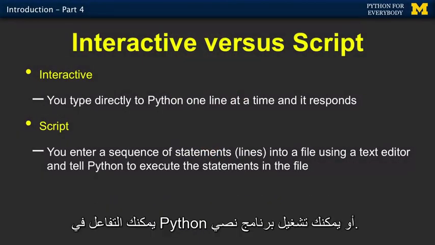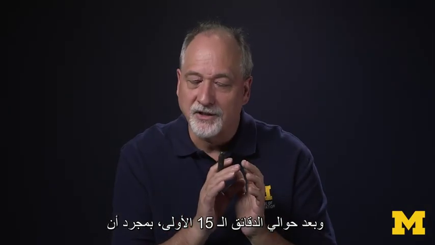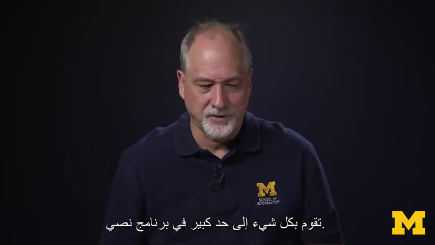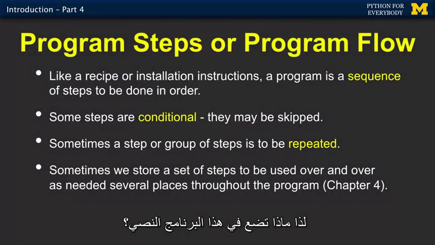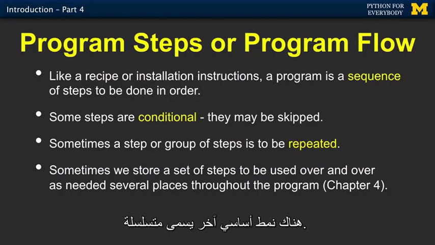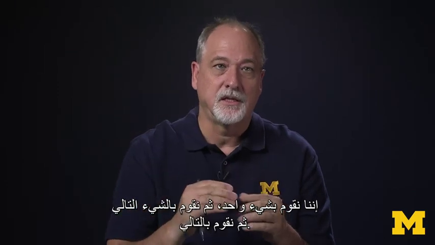So like I said, you can do interactive in Python or you can run a script. And a script is much more common once, after about the first 15 minutes, you pretty much do everything with a script. So what do you put in that script? Well, it's a series of steps. Now, there are a couple of basic patterns that we use, and we compose them. The most basic pattern is what's called sequential. We do one thing, then we do the next thing, then we do the next thing.